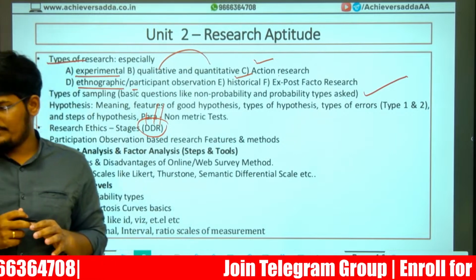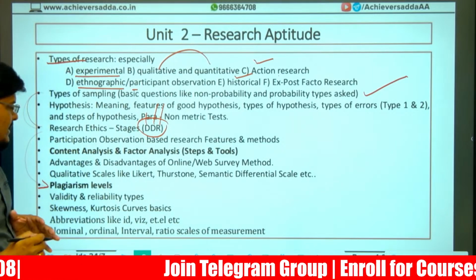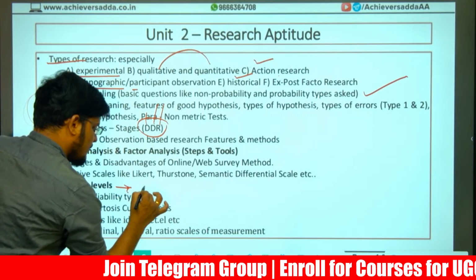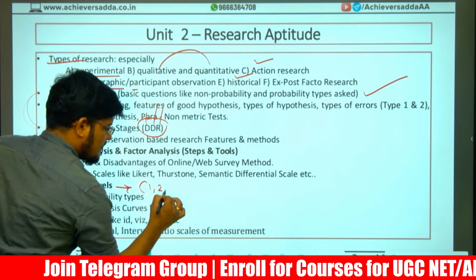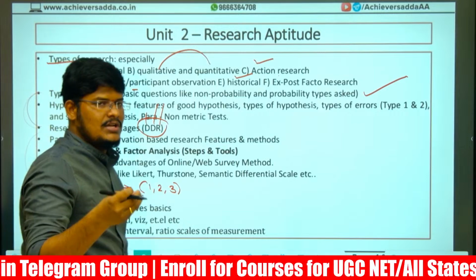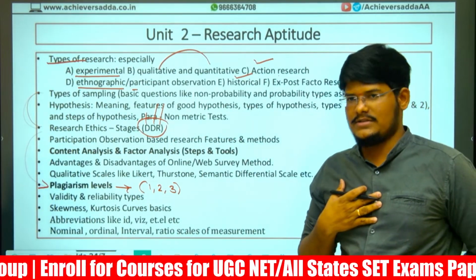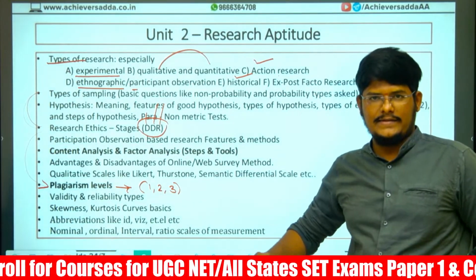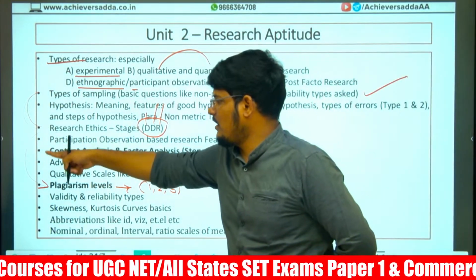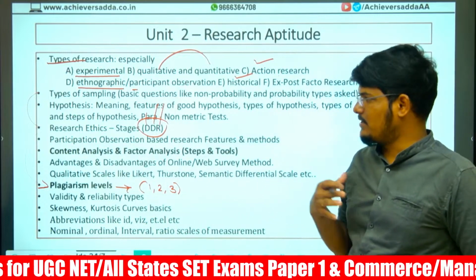Levels of plagiarism. Levels of plagiarism means there are 3 levels, level 1, level 2, level 3. And at each level, the respective penalties will be there if you violate the plagiarism levels. So these are the UGC guidelines, most important. Ethical violation leads to plagiarism, plagiarism levels.